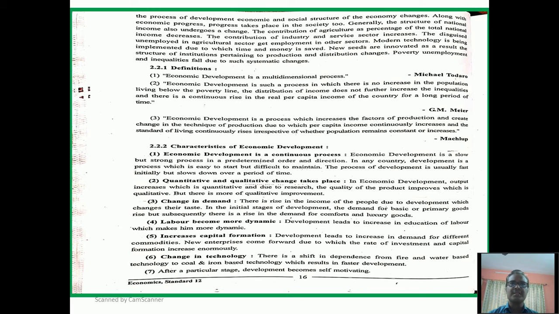Now second was G.M. Meier. Economic development is such a process in which there is no increase in the population living below the poverty line, and distribution of income does not further increase the inequalities, and there is a continuous rise in the real per capita income of a country for a long period of time. Very important. Here G.M. Meier says that in the economy no one should go below the poverty line. Distribution of income is equal, the poor do not become poorer and the rich do not become richer. So equality of income distribution is very important in this concept, and a long-run process is going on.